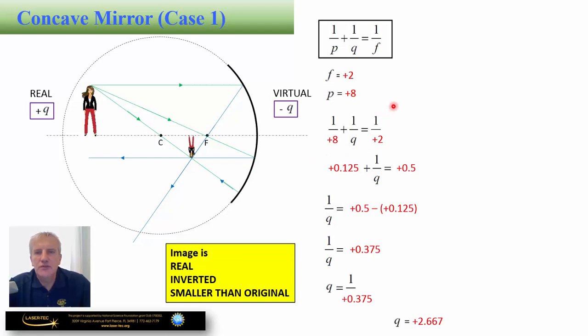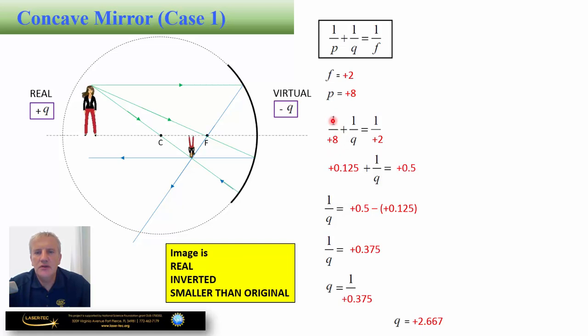A few things to be careful about is the sign convention. So we defined for the case of a concave mirror for the focal length to be positive. And then also we said that if the original is positioned to the left relative to the mirror, we are talking about the positive distance. So that's why we are taking P as a plus 8. And then we are going to substitute these two values in our mirror formula. The substitution is done here.